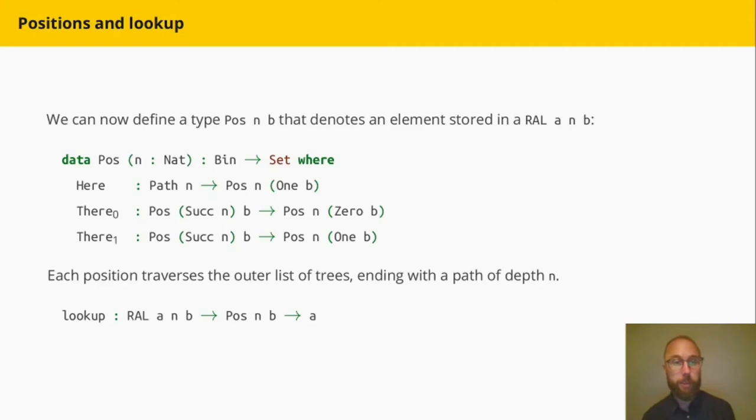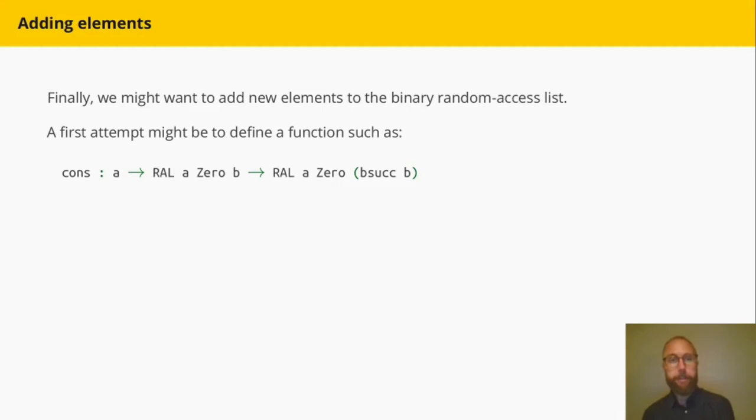If we want to add new elements to this, this is a little bit tricky. The first thing you might try would be to define a cons function, which takes an A, which takes a random access list, starting with depth 0, and then produces a new random access list where we have one more element.